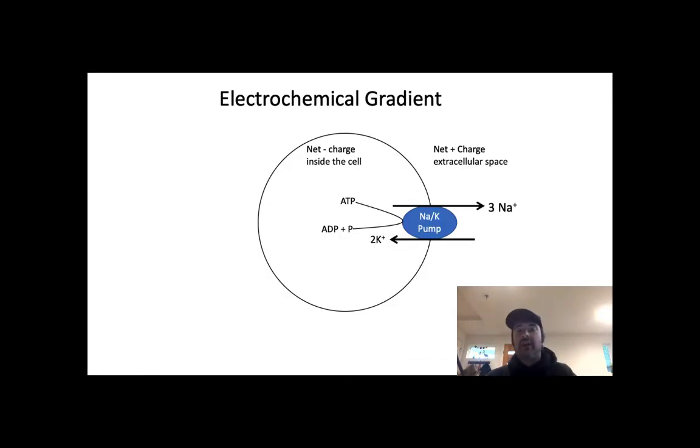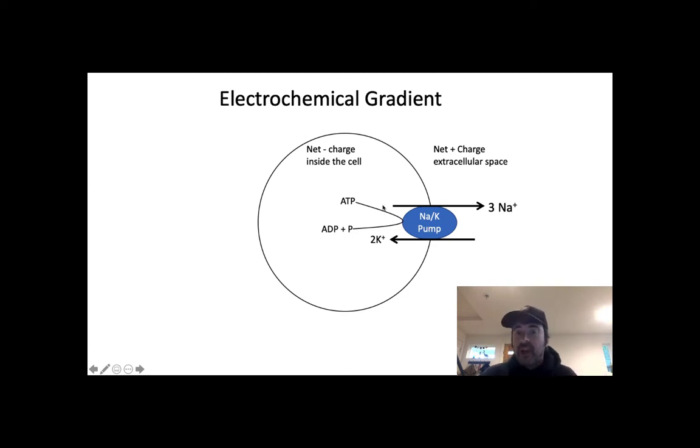So if I say describe the establishment of the electrochemical gradient using the sodium-potassium pump as a basis for your answer, one way to do that really effectively is to diagram it out. So diagram it out, and what you're looking at here is a cell system, and within that cell membrane you have the sodium-potassium pump, which is a functional protein embedded.